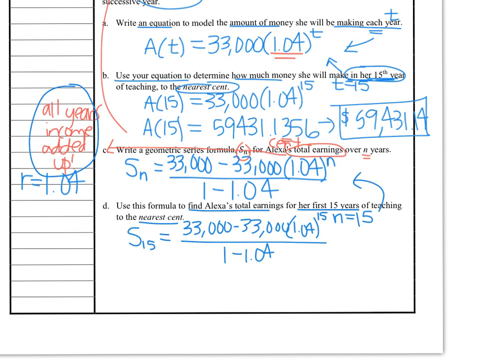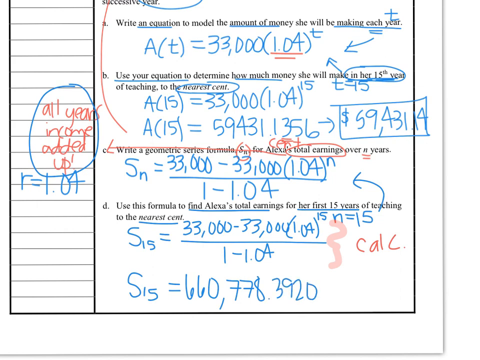Okay, so at this point, you would type this whole thing right into your calculator. So this whole thing, you would type into your calculator as a fraction. And when you do that and hit enter, you end up with S sub 15 equals 660,778.3920.